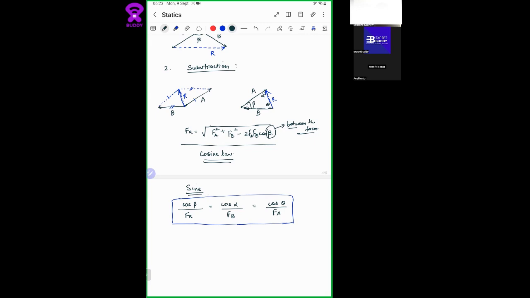And the sine law tells us the ratio of the angle and the force opposite to it. Alpha is opposite to the B force, so FB here. And theta is opposite to A, that's why it's theta and FA. And in the same way, beta has the resultant, isn't it? So I hope I'm clear till here. Yes, it's clear.